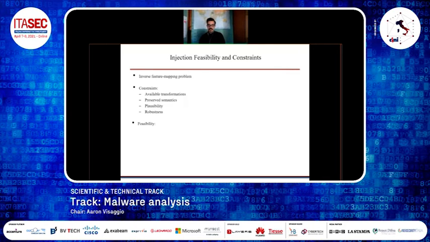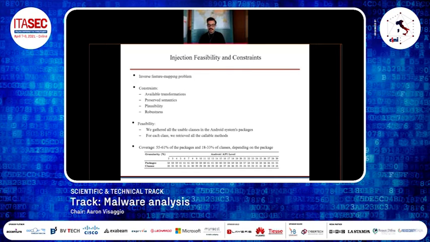Practically, what we did is that we selected from the Android documentation the system APIs following some rules. First of all, we gathered all the usable packages, and for each package, we took all the classes with callable methods. Using this approach, we've been able to cover between 55 and 61% of the packages, and 18 and 33% of the classes, depending on the packages.